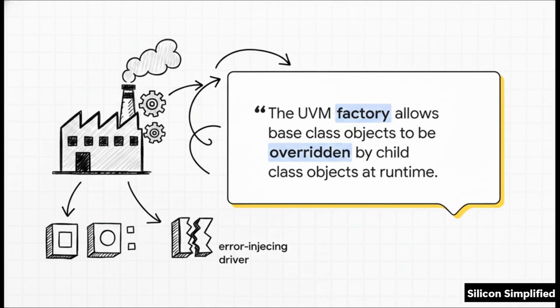Rather than just using standard SystemVerilog new constructors, we ask the factory to create our components. Why go through the extra step? Because the factory allows us to swap out components at runtime without changing a single line of our original code. If you want to replace a standard driver with an error-injecting driver, you just tell the factory to make the swap. The environment code doesn't change at all. It's a real game changer.